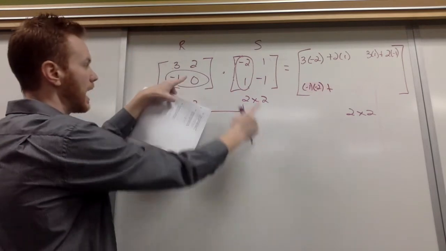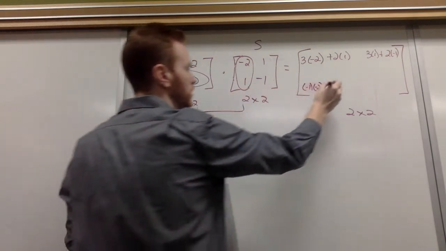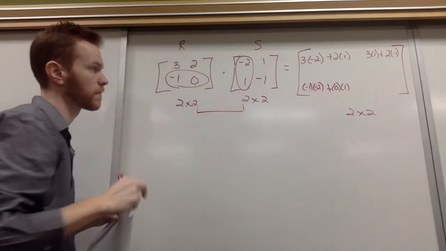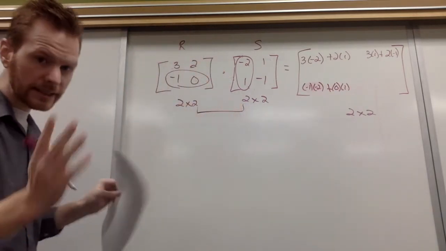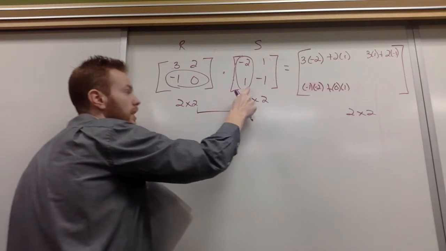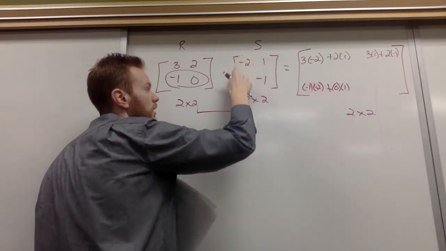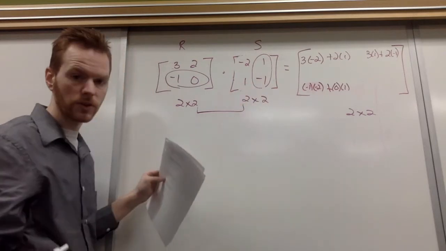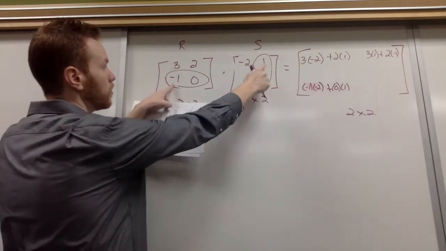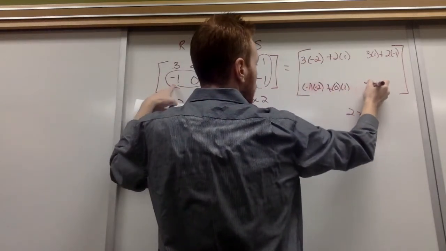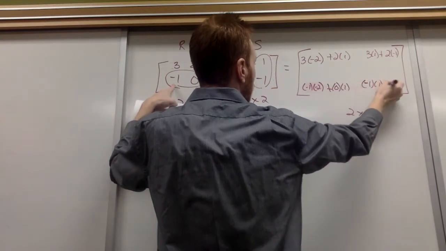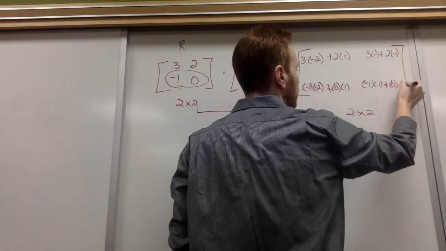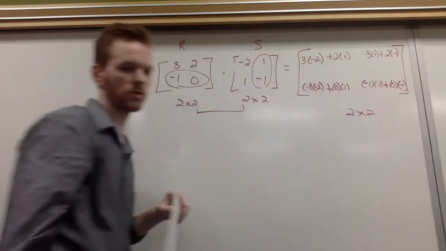Then I'm going to add these guys, so 0 times 1. Not done yet. I've got one final thing to do. I'm going to change the column here. So I'm going to look at the second column, and once again, multiply. So negative 1 times 1, and then 0 times negative 1. Just like that.